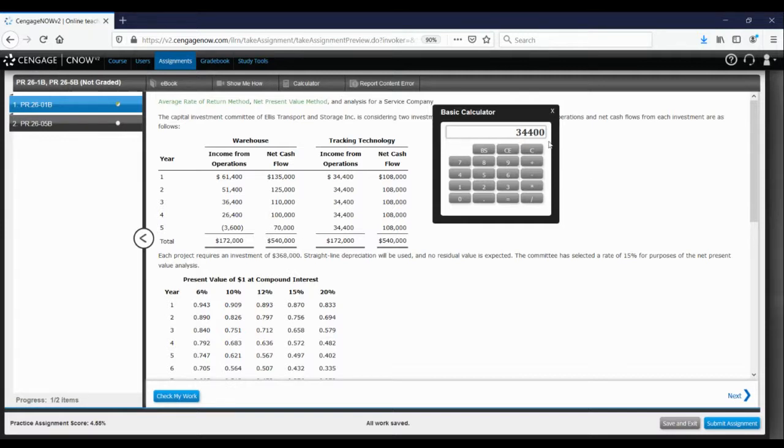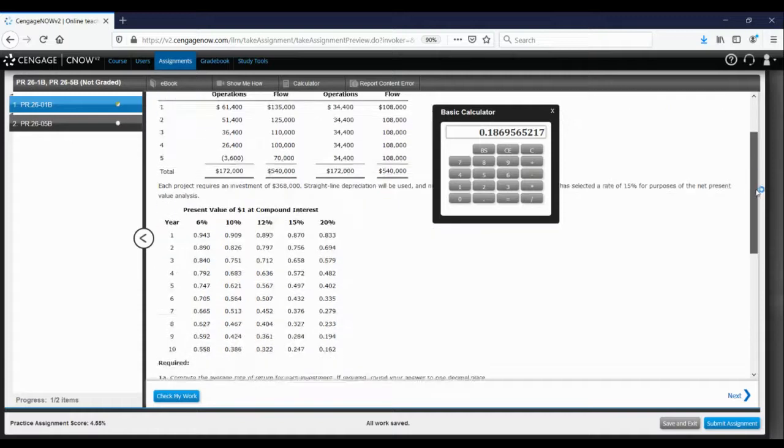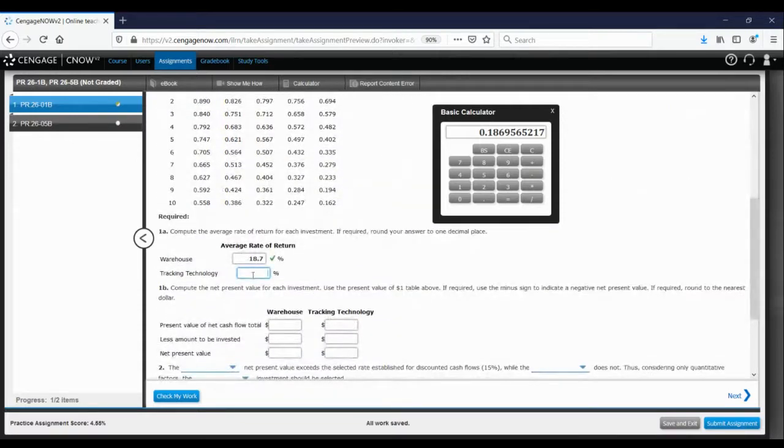So this 34,400 would be divided by 184,000, which will give you the very same thing that we got a while ago, which is 18.7% as the average rate of return on the investment.